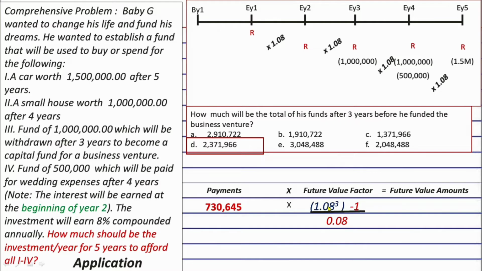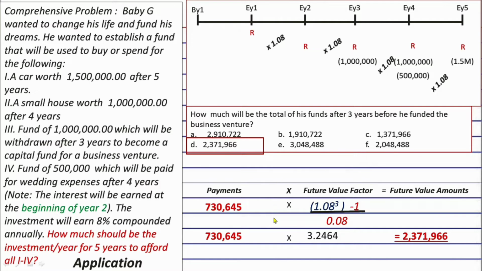Okay? And then minus 1, and then divide it by 0.08. Okay? So if we compute this, then we're going to get the factor 3.2464 times the 730,645, and we will get 2,371,966, which is the same with this one. Okay? So some might say that this is a shortcut method, and I agree.